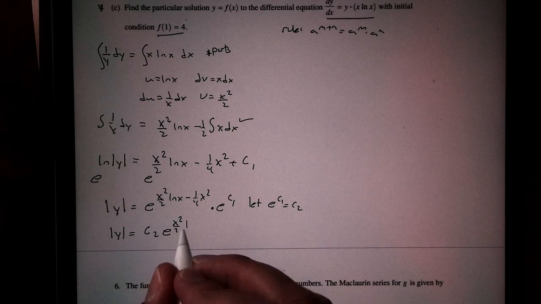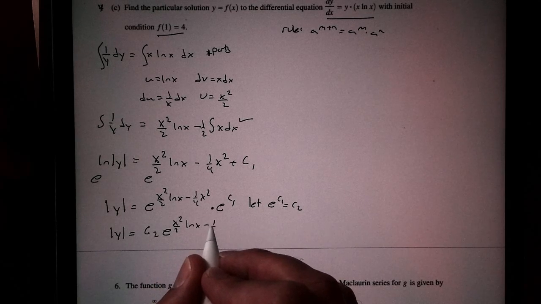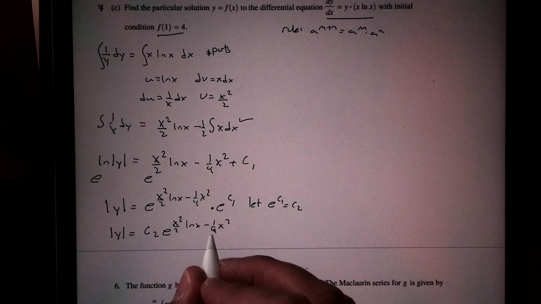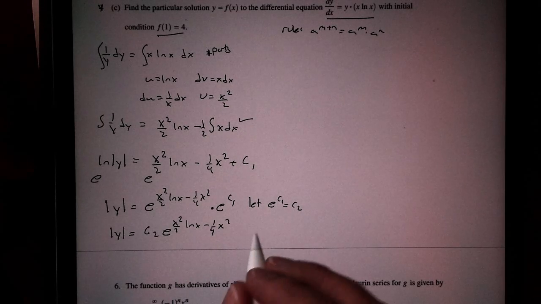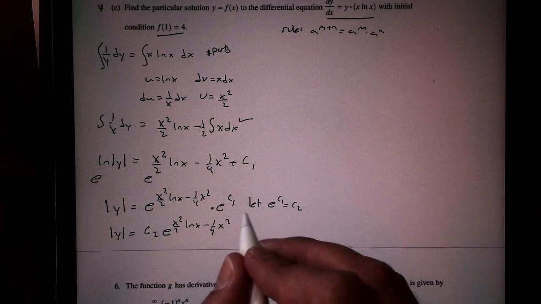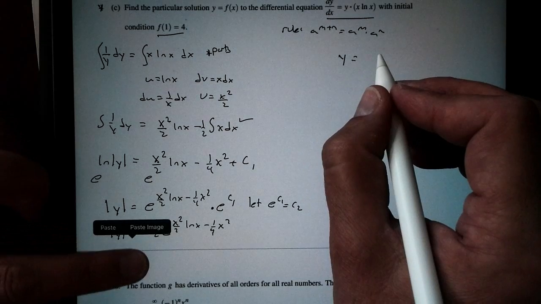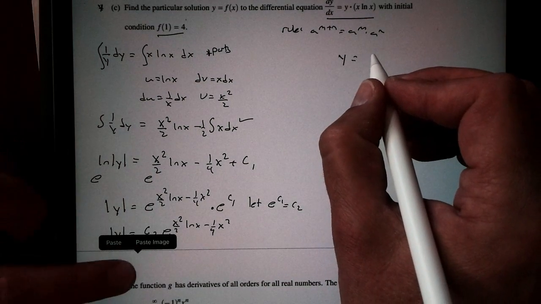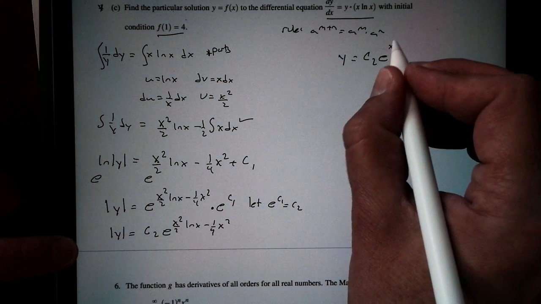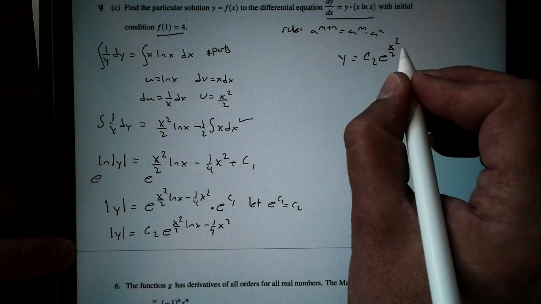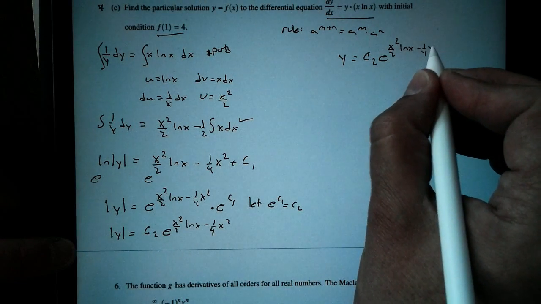x squared over 2 natural log of x minus 1/4 x squared. All right, there we go. Now we're going to solve for c2. So we would get y equals, you can say plus or minus c2, but it gets absorbed. So I can just leave this as c2 e to the x squared over 2 natural log of x minus 1/4 x squared.